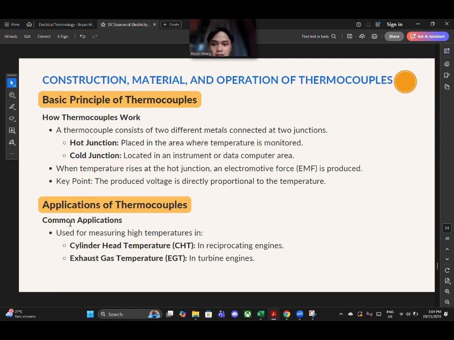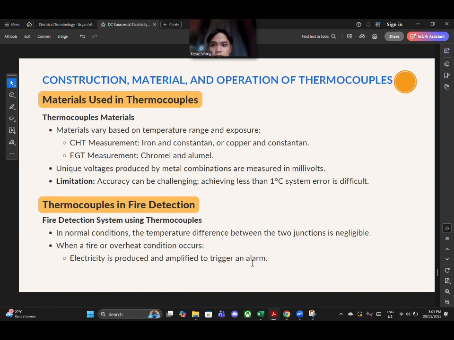Applications of thermocouples. One of the common uses of thermocouples is measuring high temperature in cylinder head temperature in reciprocating engines, and exhaust gas temperature in turbine engines. This is used in aviation.